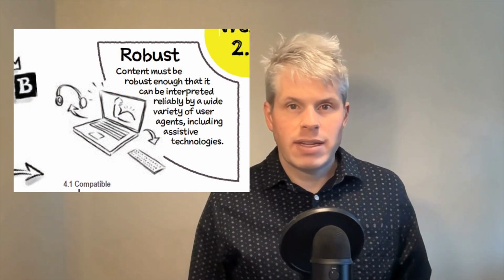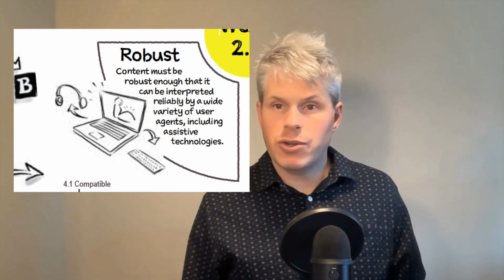Robust means that the content can be interpreted by a wide range of user agents and assistive technology. Put another way, if someone is using a screen reader, will the screen reader be able to make sense of the content that is being presented to it? In the long view, we also want to make sure that we are coding our web products correctly today so that they will continue to work in the future as the technology changes.